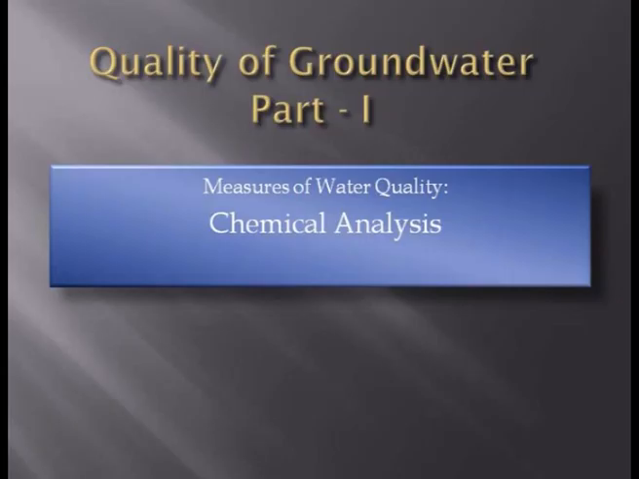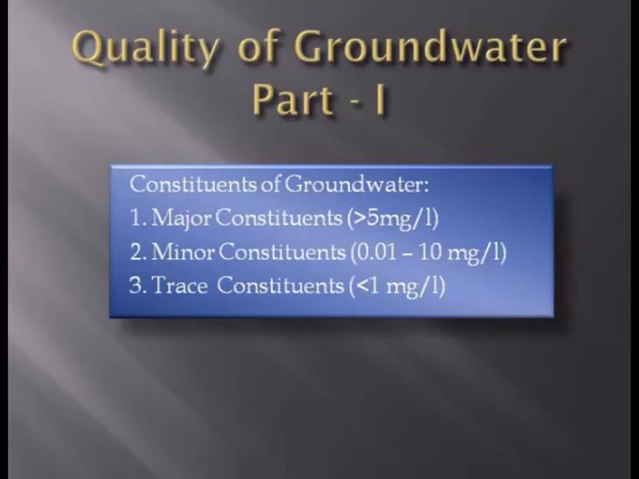Most important is the chemical analysis of the water. So, I will tell you first the chemical analysis of the water. In chemical analysis, what are the constituents present in the groundwater? If you see the table there, different constituents are given here. There are 3 types of constituents present in groundwater: major constituents, minor constituents and trace constituents.